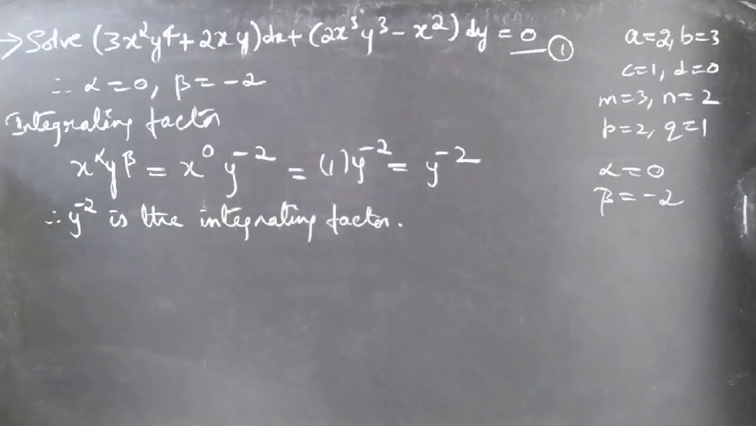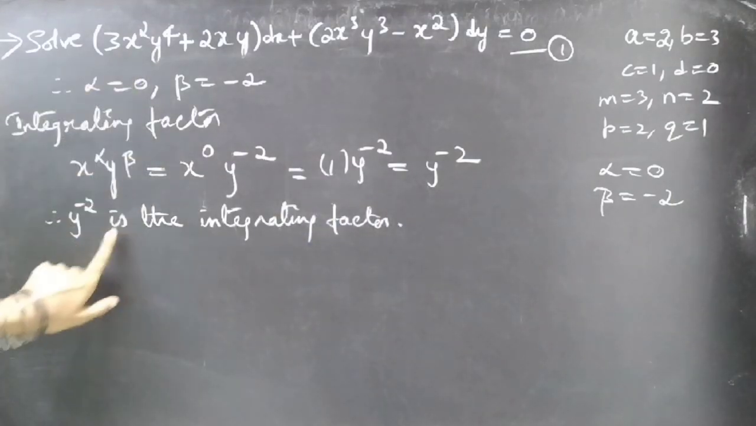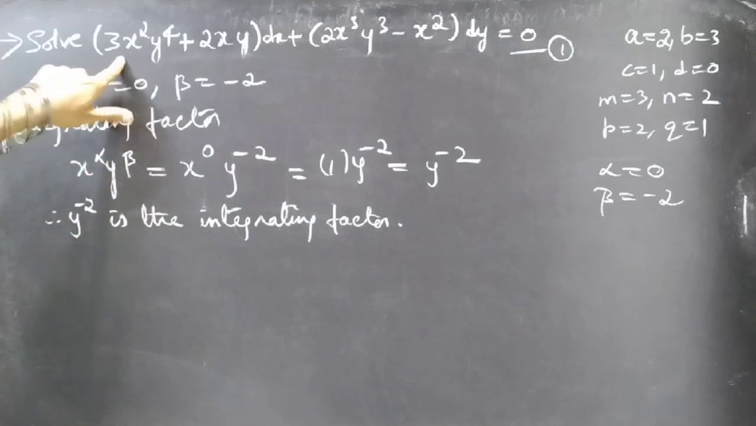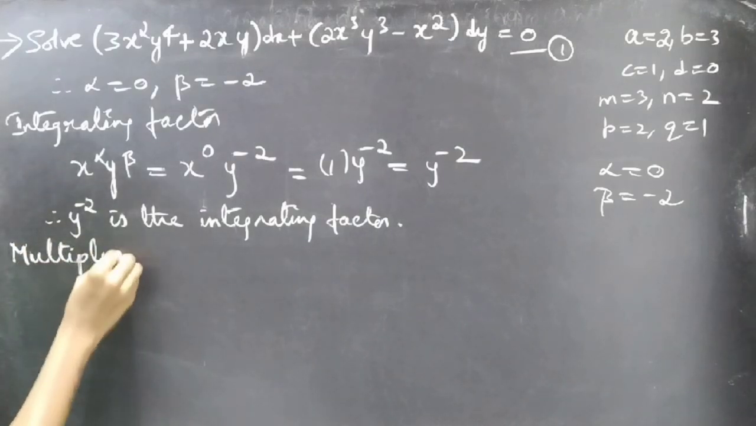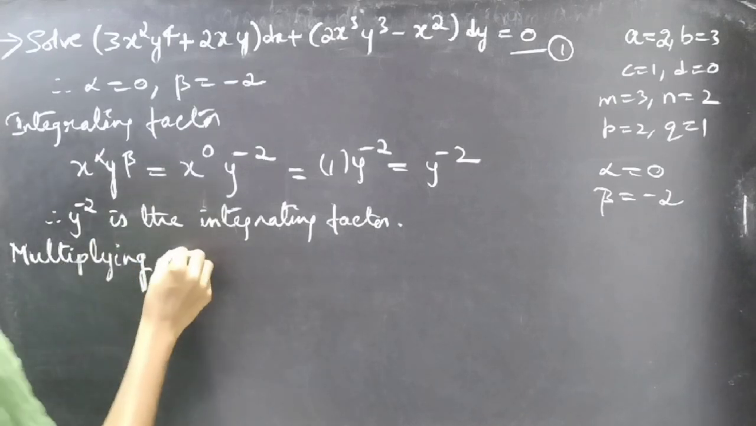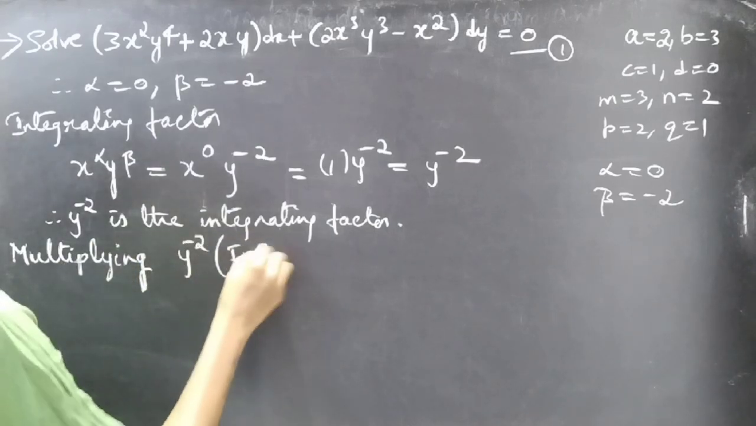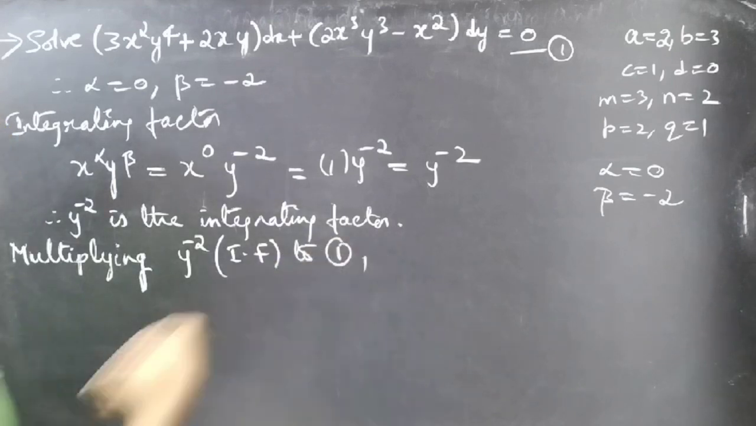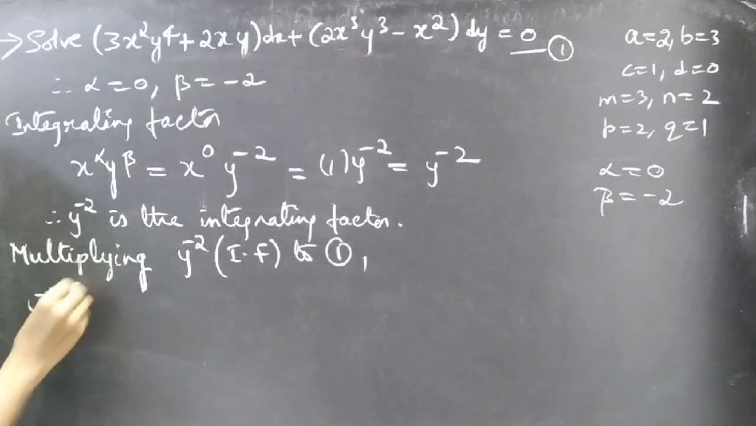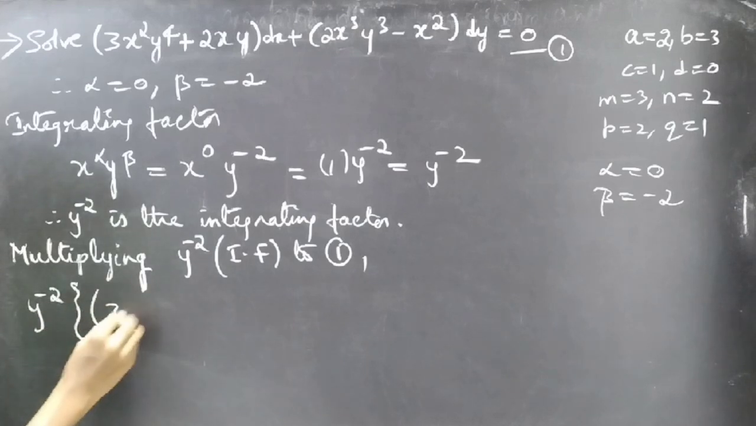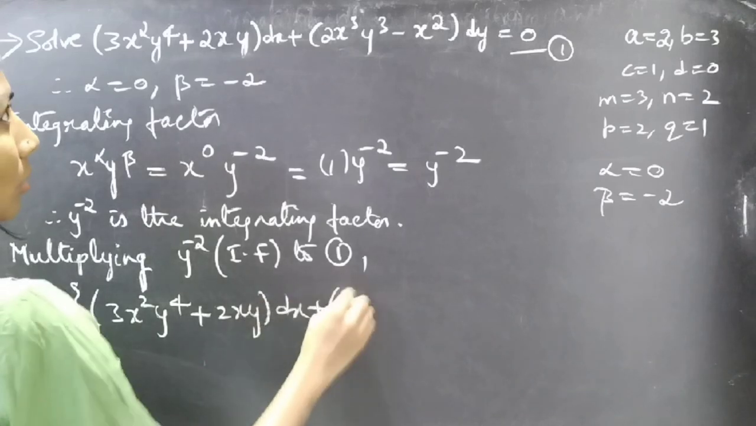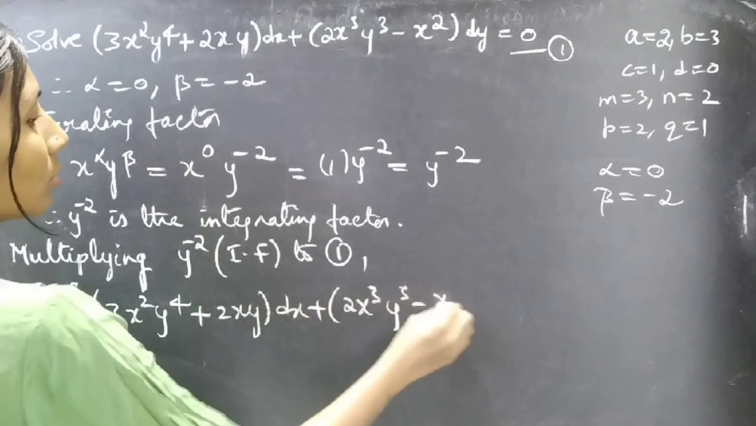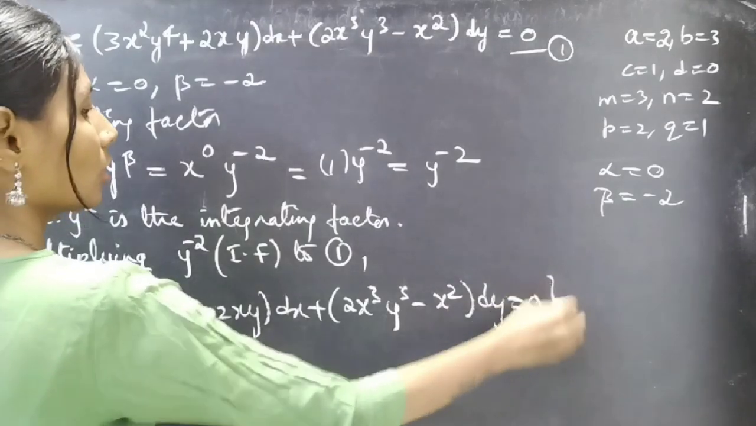Now multiplying this integrating factor to equation 1. By multiplying this integrating factor to equation 1, the equation 1 will be reduced to an exact equation. Multiplying y power minus 2, which is an integrating factor, to equation 1, then you'll get y power minus 2 into 3x square y power 4 plus 2xy into dx plus 2x cube y cube minus x square into dy equal to 0, right?